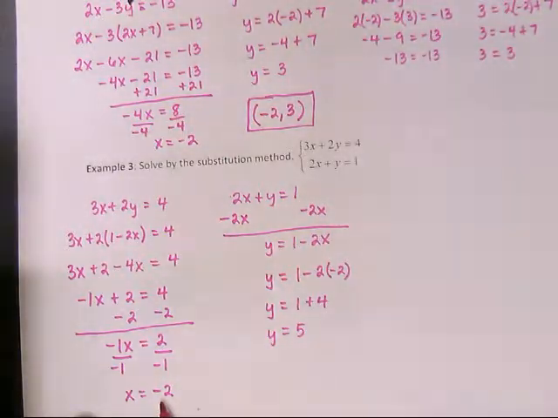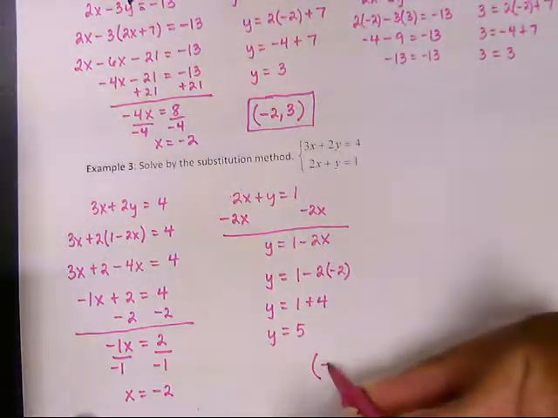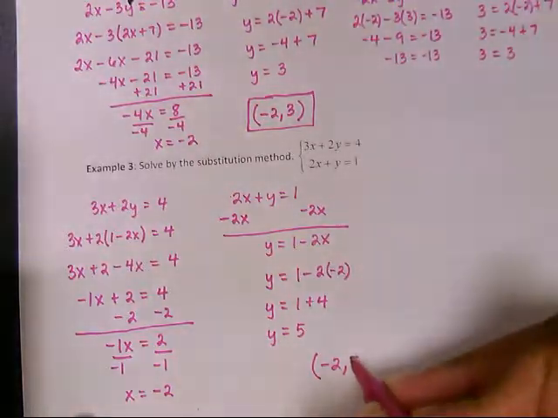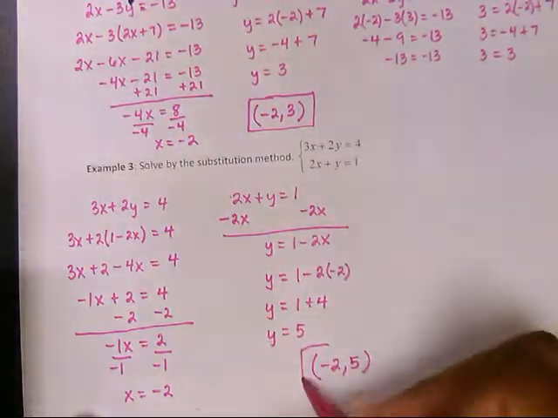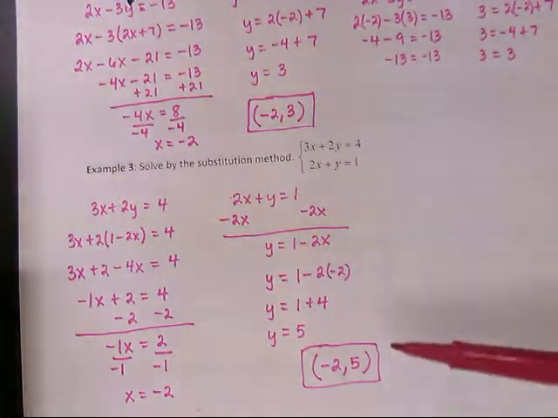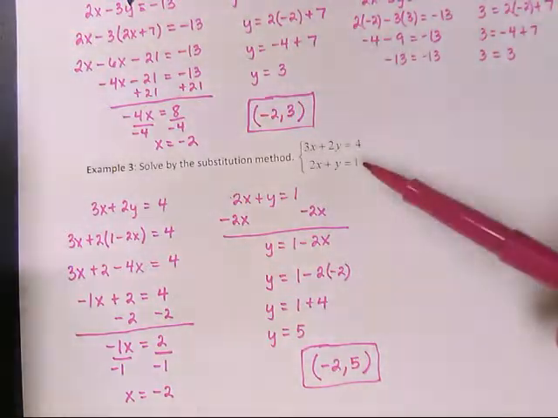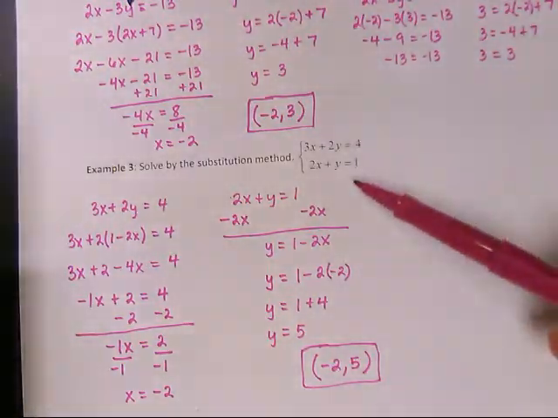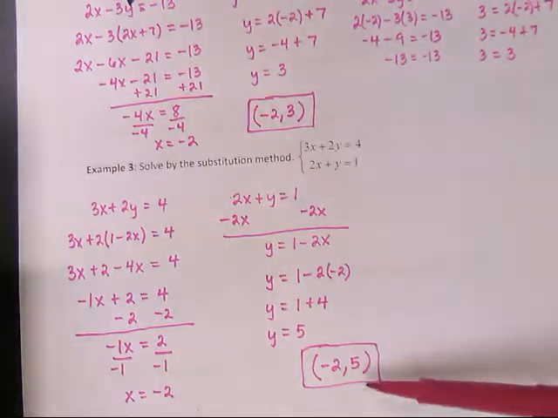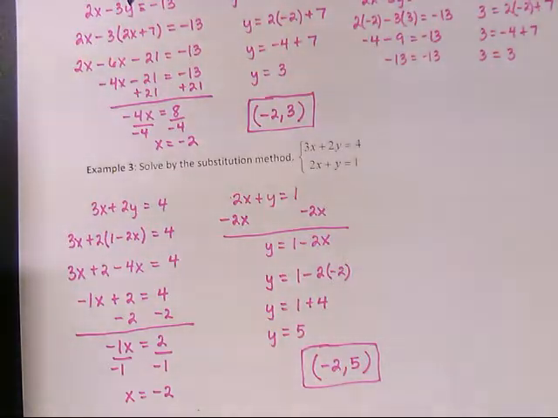So now, x is equal to negative 2. y is equal to 5. So the solution for this system of linear equations would be the ordered pair negative 2, 5. And I'll leave the check up to you. Okay? And what that means is this. If I was to graph these two equations on a coordinate plane, those two lines would cross at this point, negative 2, 5.